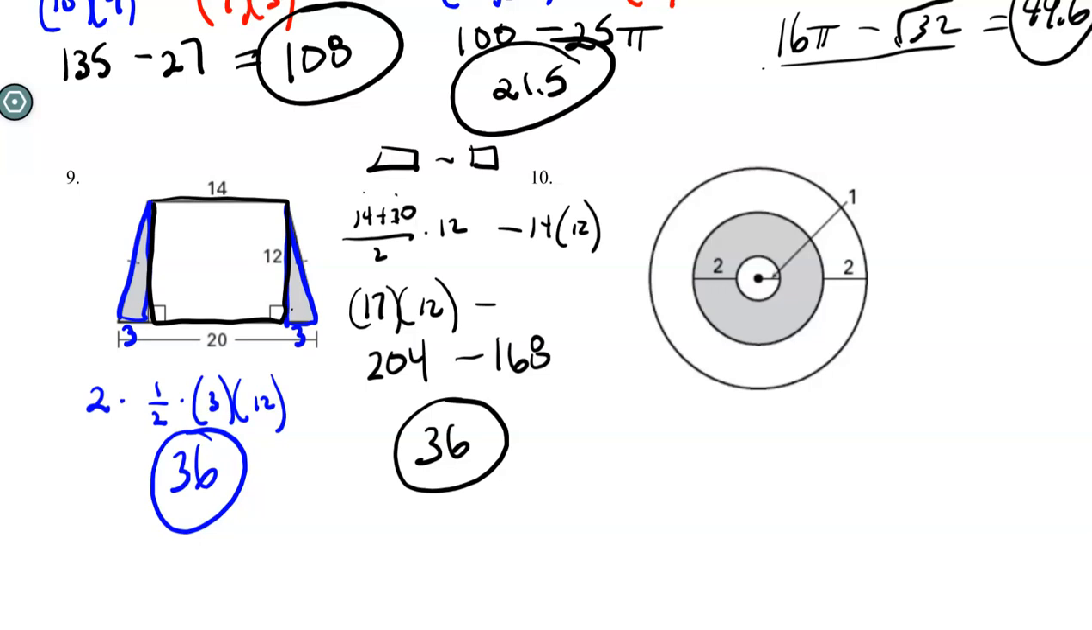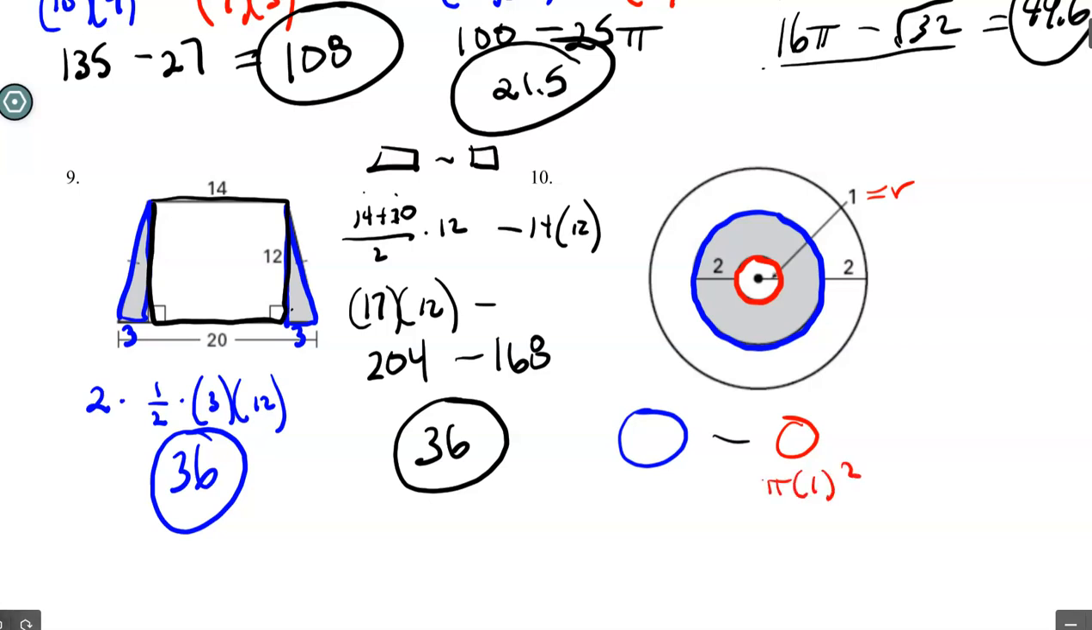All right, finally, number 10. This one's a little bit tricky because there's 3 circles going on. So I think if I do the big, well, actually, I don't even need to do that big outer circle. If I want the shaded area, I think I could just do, this circle would give me everything, but I want to take out this little guy, and I'll have that donut shape. So I'm going to do the blue circle, take away the red circle, and that should be the shaded area. So the red circle has a radius of 1 in there. So this would be pi times 1 squared.